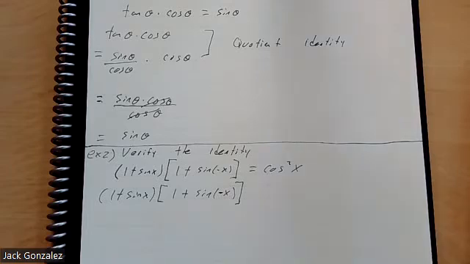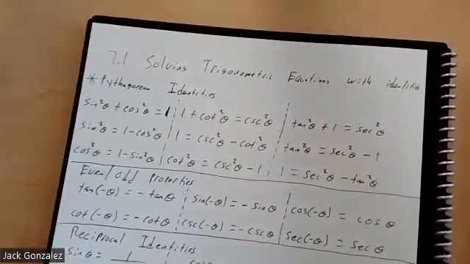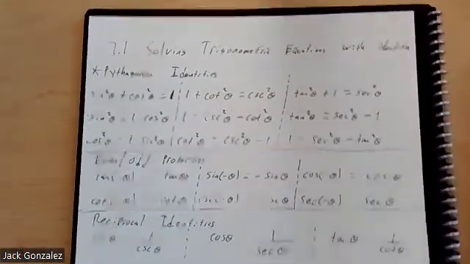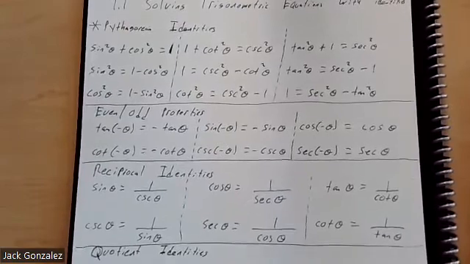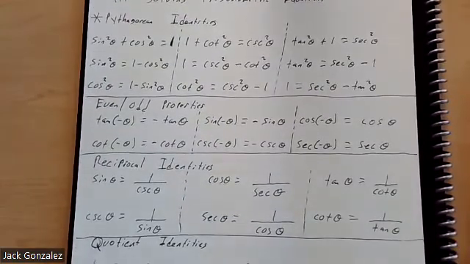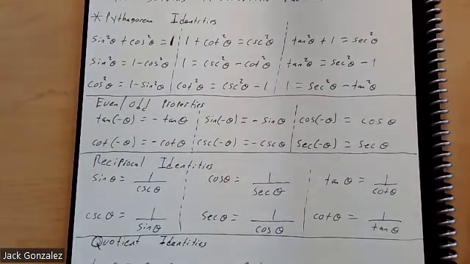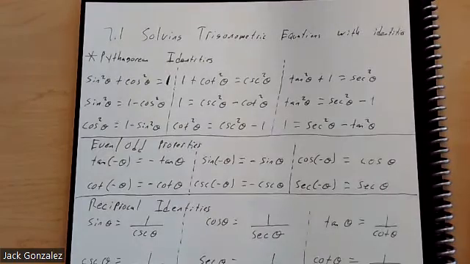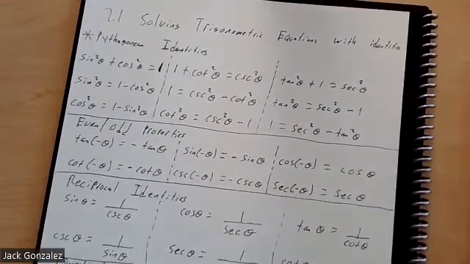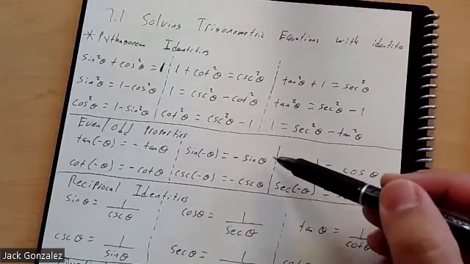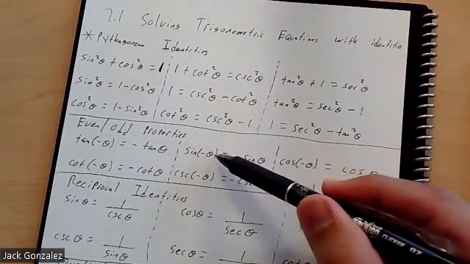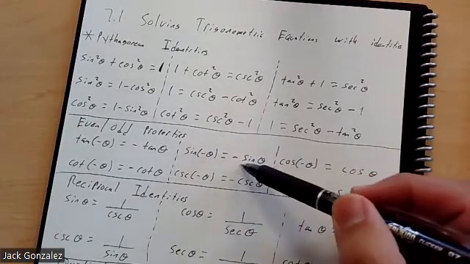I don't see any squares, so I don't think we should do Pythagorean, right? What do you guys think? What would you use? Yeah, we see a negative angle, we should right away think, let's try something with the even or odd. We have a negative sign, right? Or sine negative something. So pull out the negative. That's what we're going to do right here.